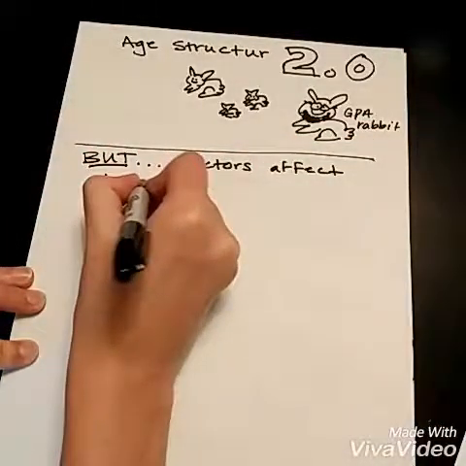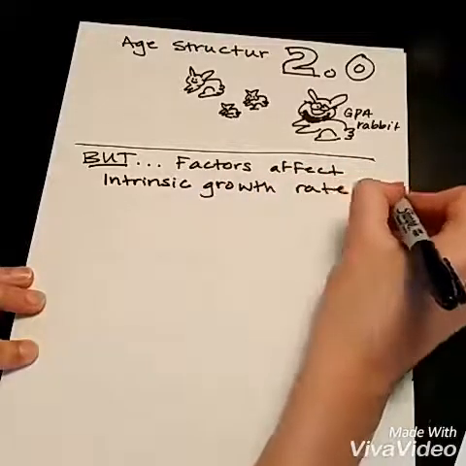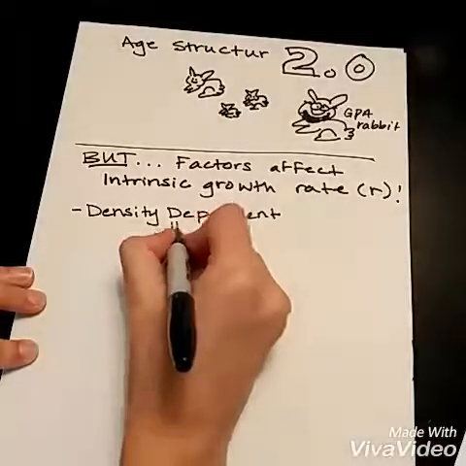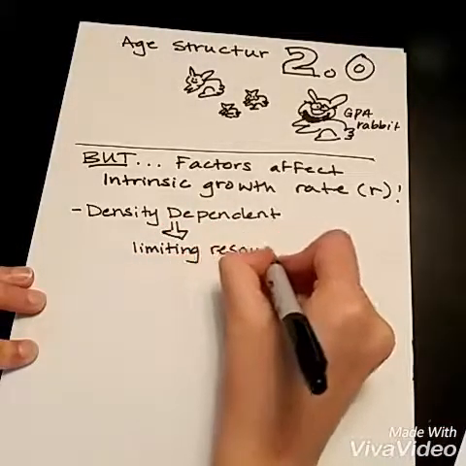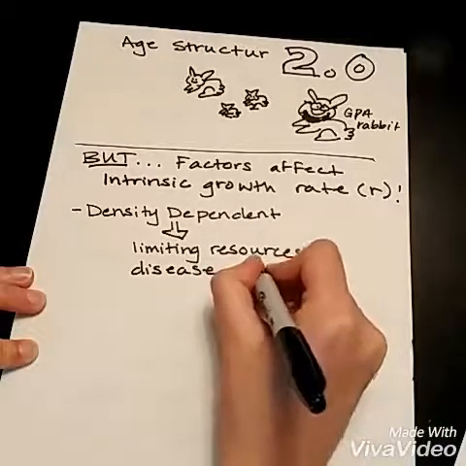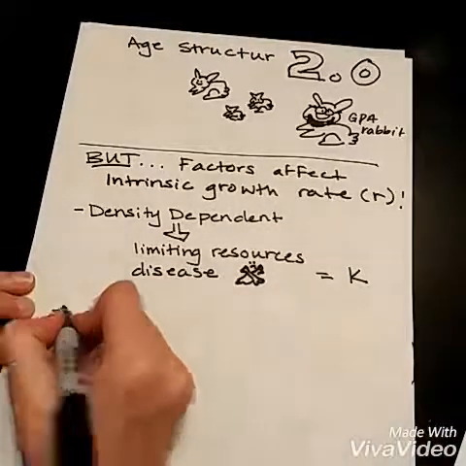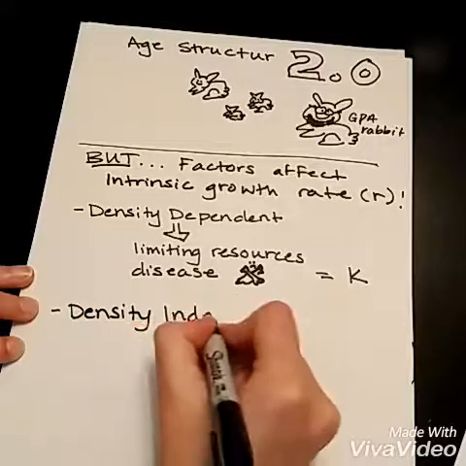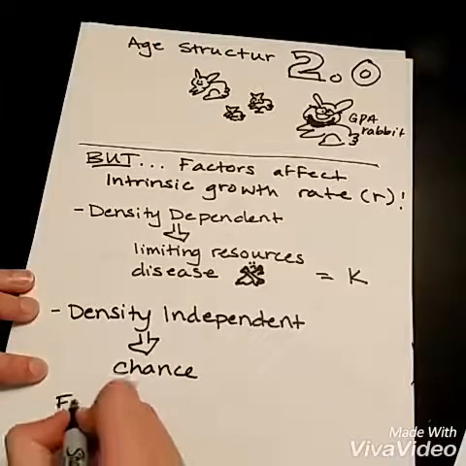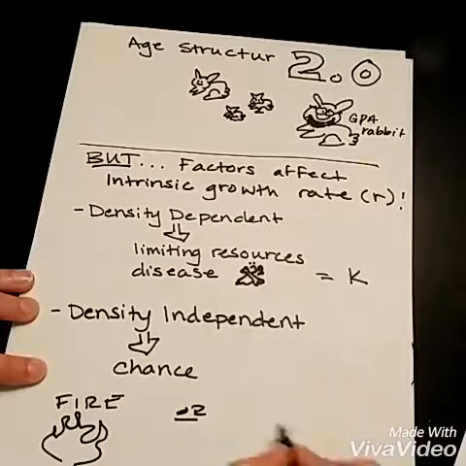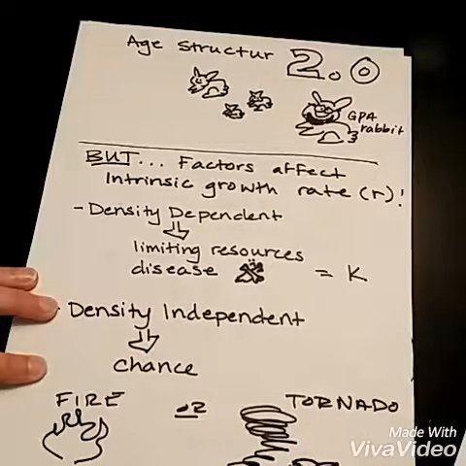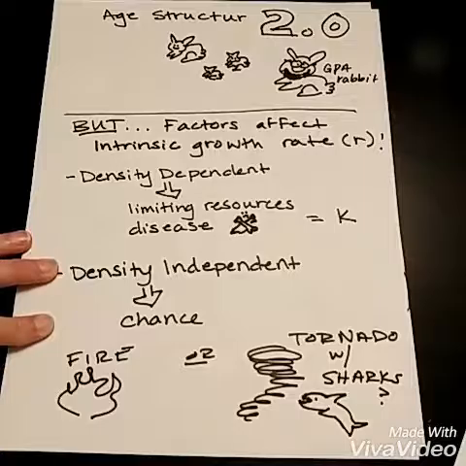But there are factors that affect intrinsic growth rate, so how a population increases or decreases. One is density dependent, which means there are limiting resources in the area that the population is living in, or the increase of disease when the population increases, and this represents K, which is the carrying capacity of the population. The next one is density independent, which is completely random, of chance, so the population can be affected by a fire or a tornado, like that famous movie Sharknado.